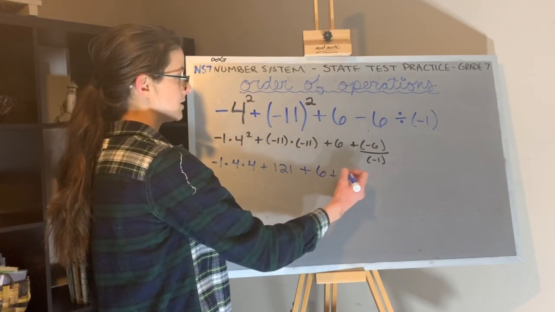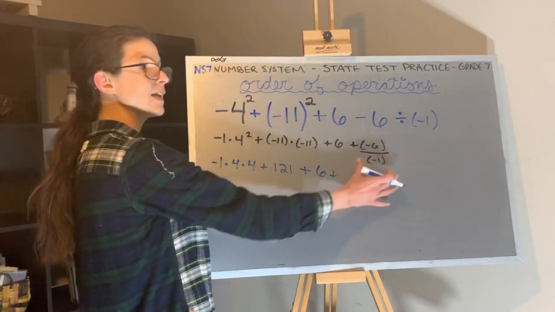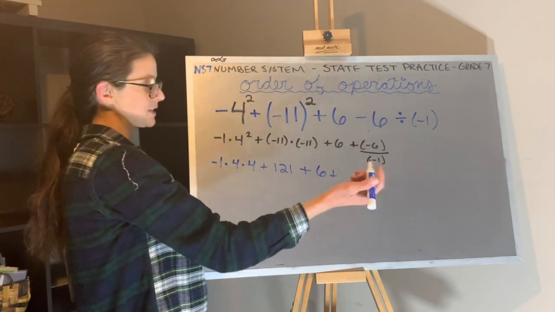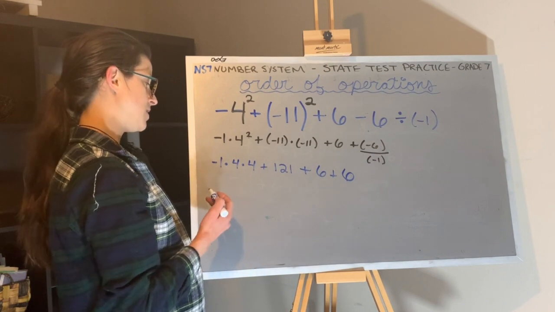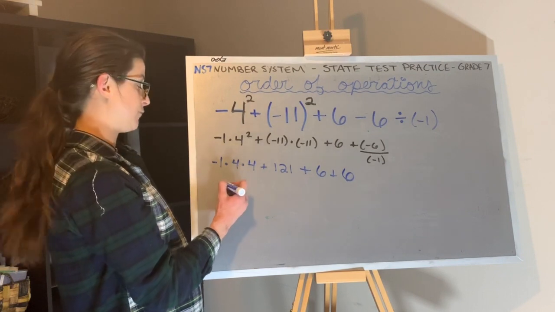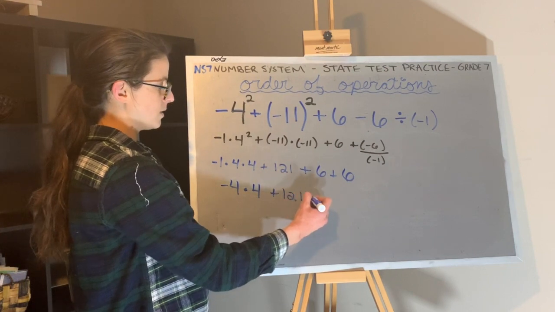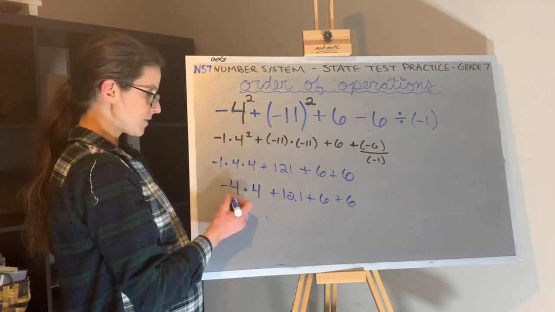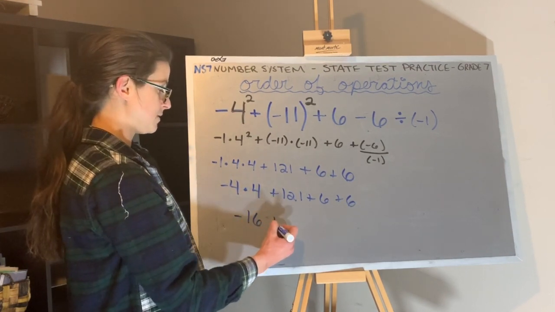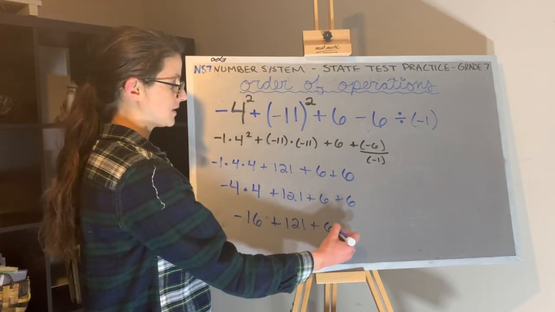Plus 6 plus -6 divided by -1 is its own term because it's separated by addition. So I can go ahead and simplify that first. The opposite, or -1, goes into -6, 6 times, positive 6 times. Okay, now I have this product here to evaluate. -1 times 4. The opposite of +4 is -4 times +4 plus 121 plus 6 plus 6. The product of -4 and +4 is -16. Sorry, -16 plus 121 plus 6 plus 6.